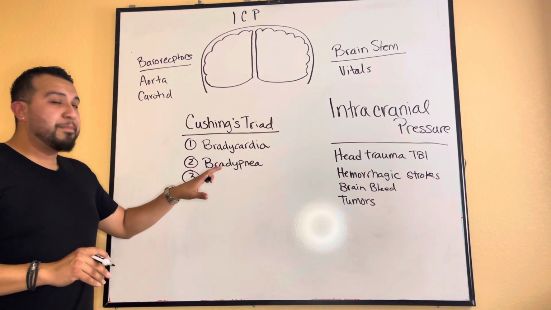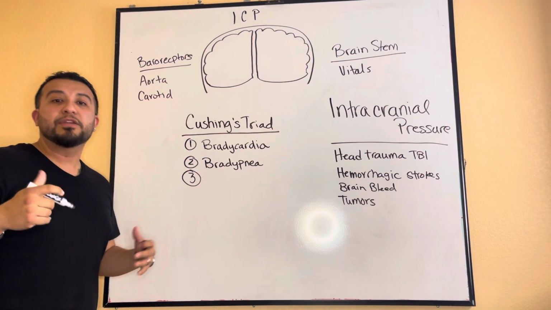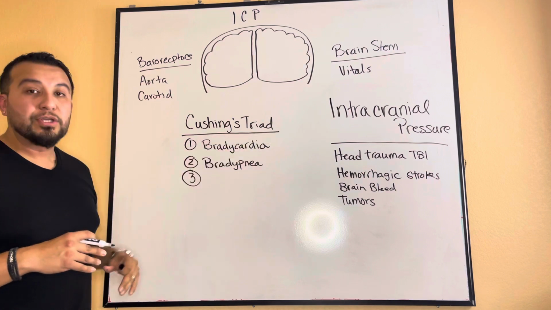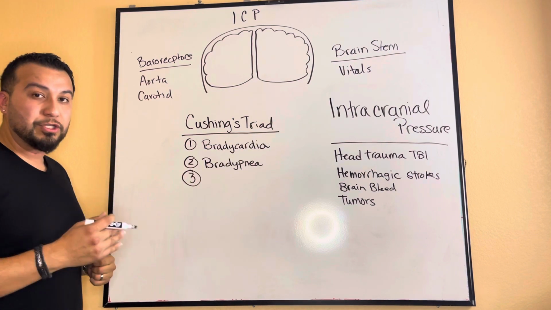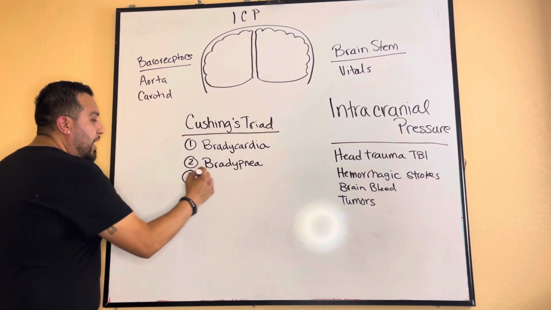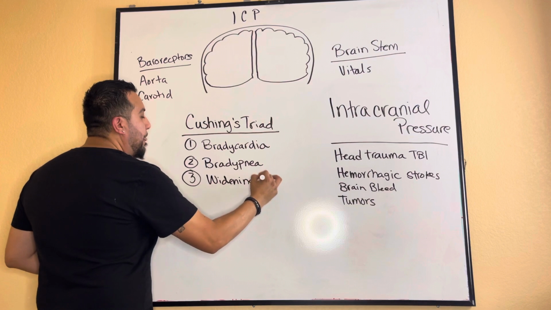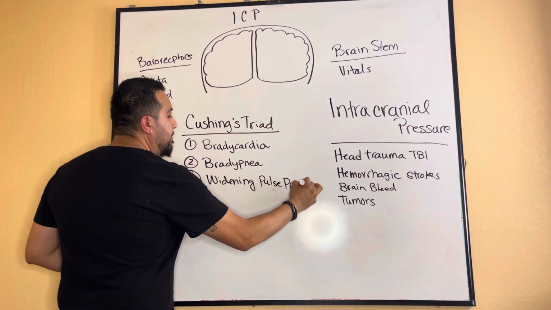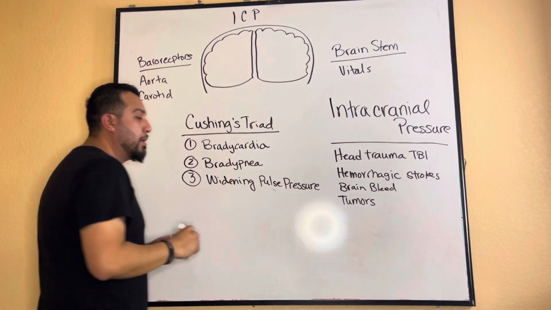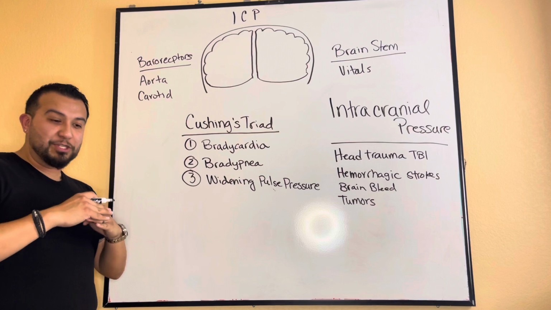So because of that, we have to include bradycardia and bradypnea as two of the main clinical manifestations that we'll discuss in Cushing's triad, the main clinical manifestations of increased ICP, intracranial pressure. But we also have something called a widening pulse pressure. Now, a widening pulse pressure is when the pulse pressure becomes greater.